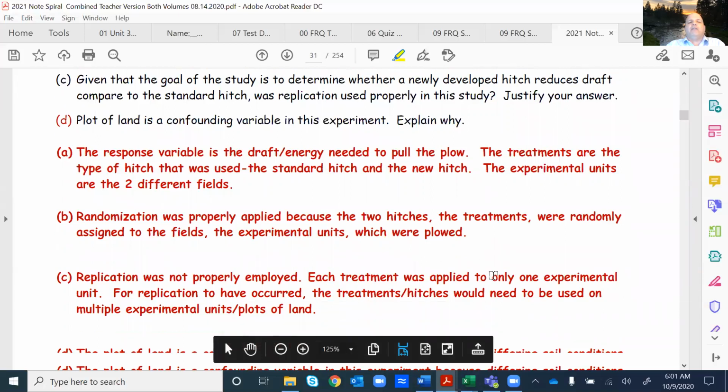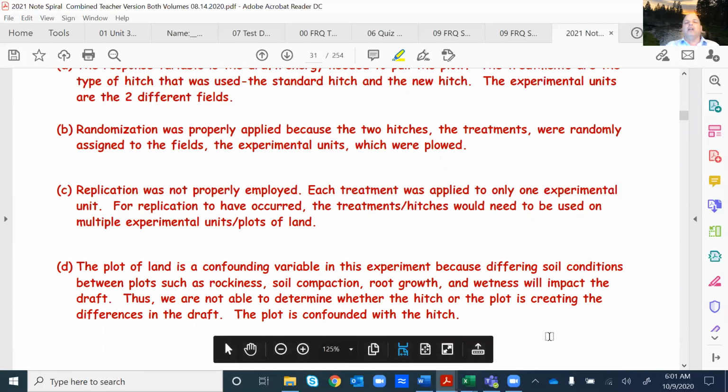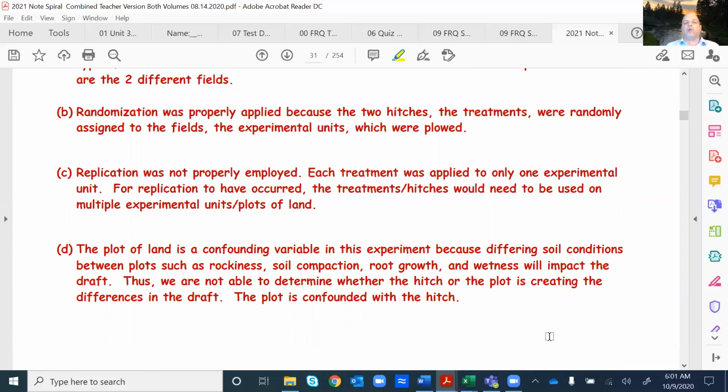Is the plot of land a confounding variable? Well, it's possible that the two plots of land, as a matter of fact, it's likely that the fields are different. And if the fields are different and have different soil composition for whatever reason, or one's rocky, one's not, or whatever, you just need to come up with a single reason. I have rockiness, soil compaction, root growth, wetness. There could be all sorts of other reasons. Those are the ones that came to my non-redneck mind that might impact the draft. And if those fields differ in any of those ways, and you only need one, then there is a confounding, and you don't know whether the energy being used is due to the hitch or due to the field.